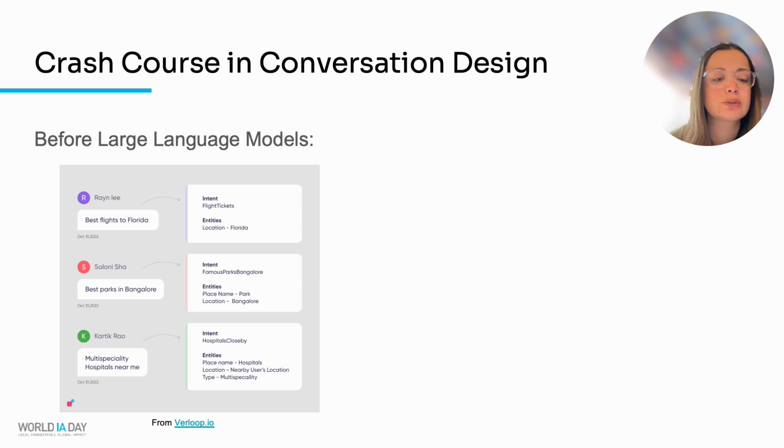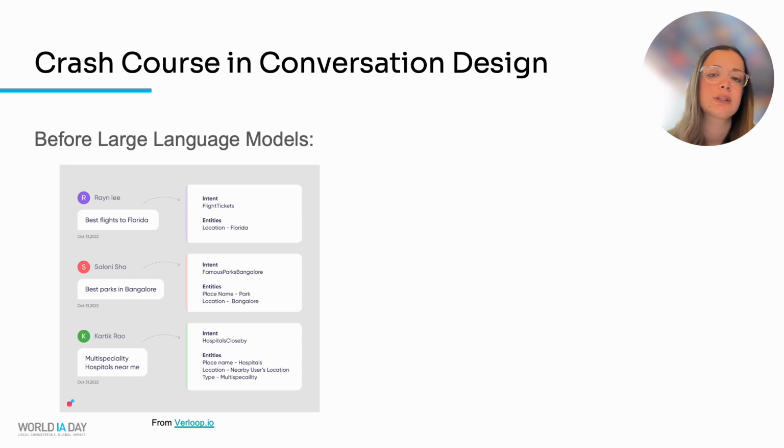Then on the screen here, the first example in the image is the user says best flights to Florida. So the intention here is they want flight tickets. And then the entity, the data that you need to store, is Florida, which is the location that they want the tickets for. And there are two other examples as well, similarly. So a lot of conversational AI is built using this idea of intents and entities. And then you have to train it to know all the different sentences that could mean the same intent, as I mentioned earlier.